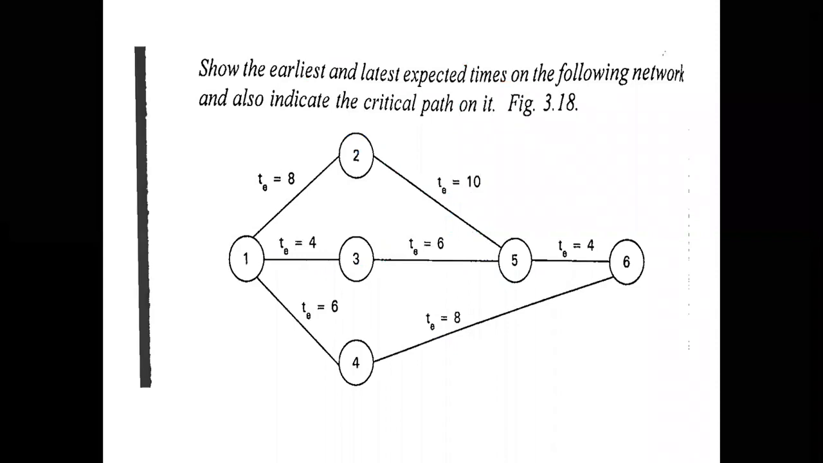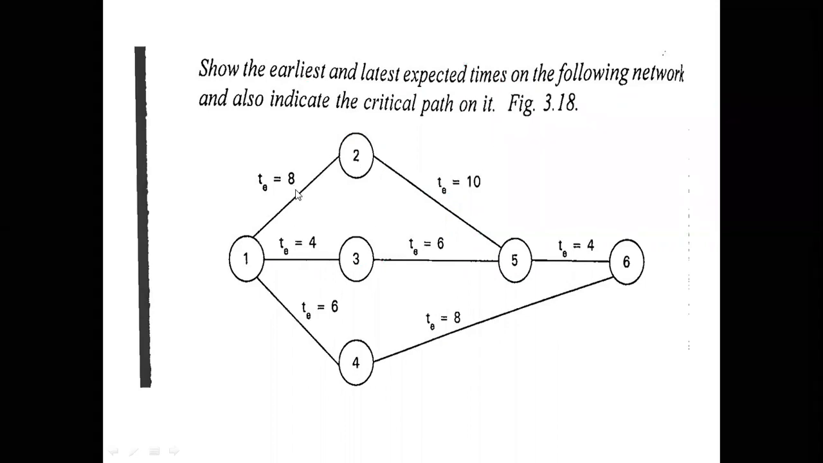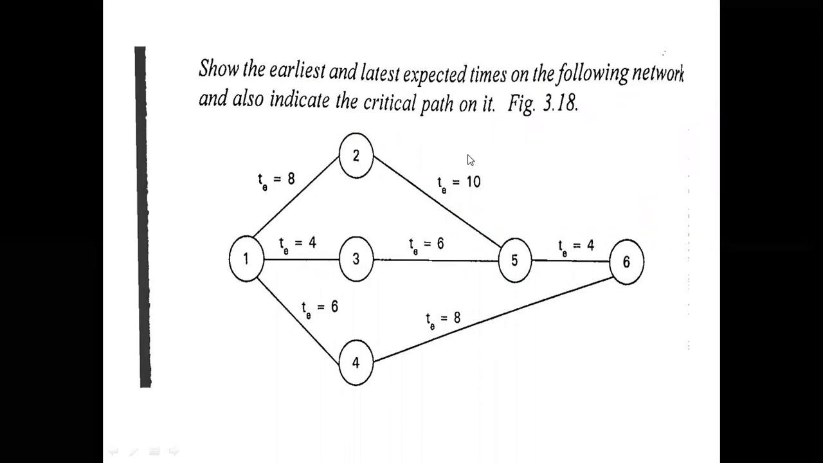So first problem: show the earliest and latest expected times on the following network and also include the critical path on it. So here they have given the network diagram. In this type of problem, what they ask us to find out are the earliest as well as latest expected times of the given network.